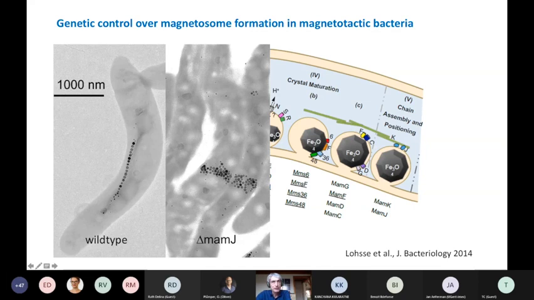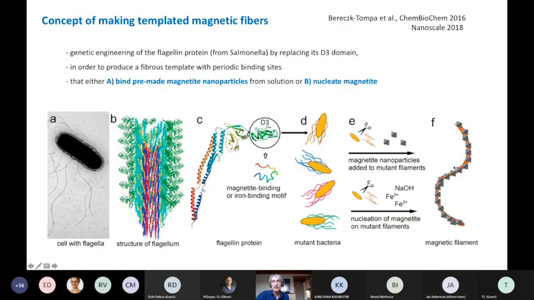And all the particles are the same size, the same composition. Even the number of particles per cell is the same. They just cannot be in chains because this protein is lacking. So this is how we know the information about what these proteins are doing. But in most cases, it's not so simple because they have all sorts of synergistic effects. So based on this information, we devised some scheme to make magnetic nanofibers.